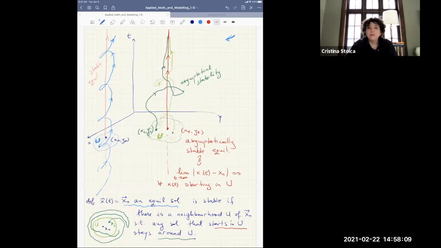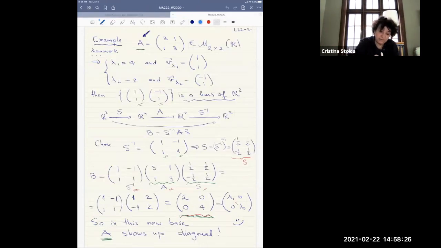All right, now what would be an unstable one? So these are stable equilibria. What would be an unstable one? It's exactly what is not stable. It starts close and it goes completely out there. It just shoots somewhere else. All right, so this being said, we have a definition, kind of.